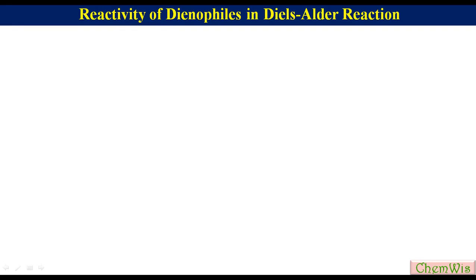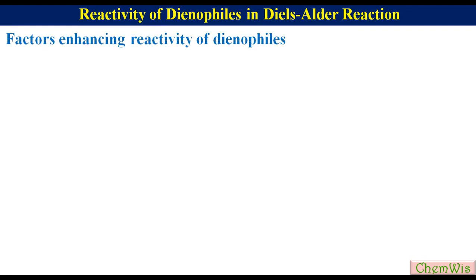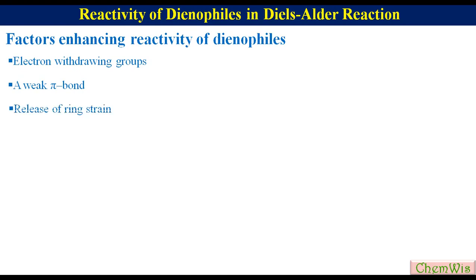Now we will discuss reactivity of dienophiles in Diels-Alder reaction. These are the following factors that enhance the reactivity of dienophiles towards Diels-Alder reaction: electron withdrawing groups, a weak pi bond, and release of ring strain.